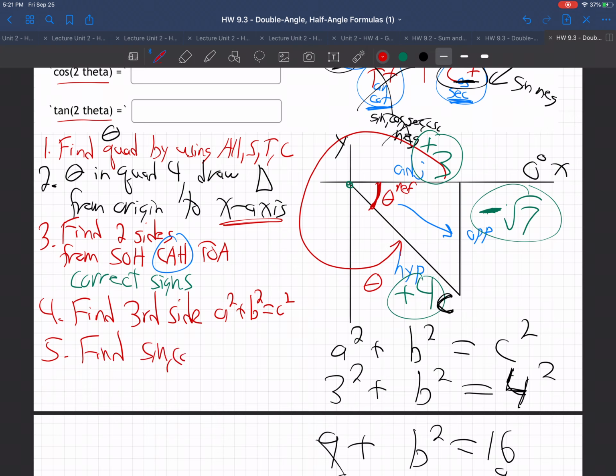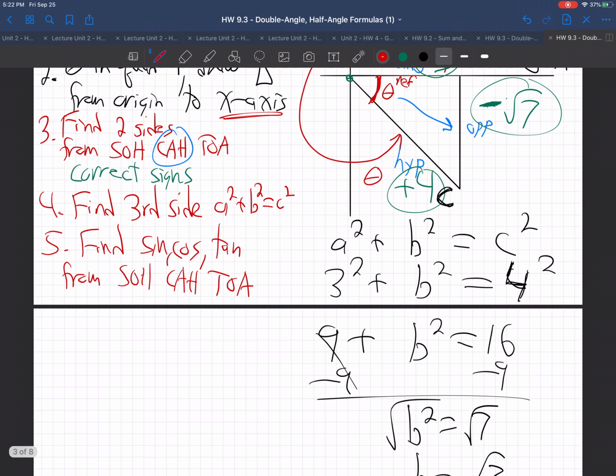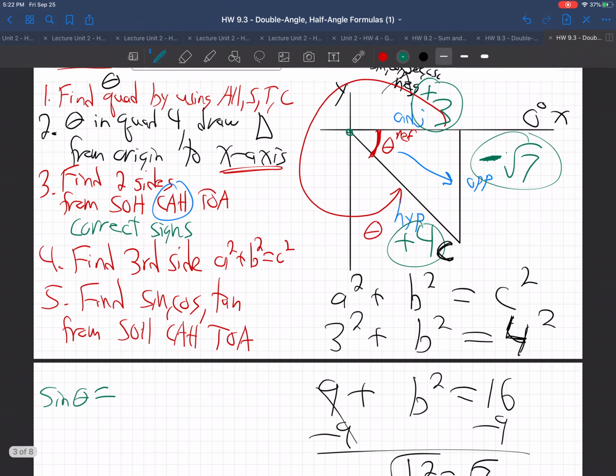Find the sine, cosine, tangent, again from SOHCAHTOA. Okay, so we can find everything in this triangle now. Here we go. So we're going to find the sine of angle theta. What's the sine of angle theta? We'll just go to the triangle. Sine is opposite over hypotenuse. So opposite over hypotenuse, negative root 7 over 4.